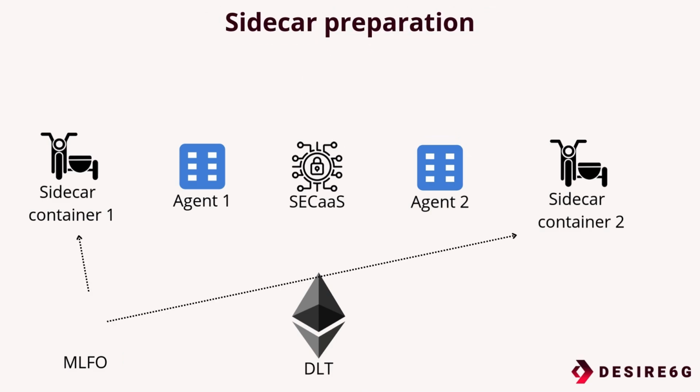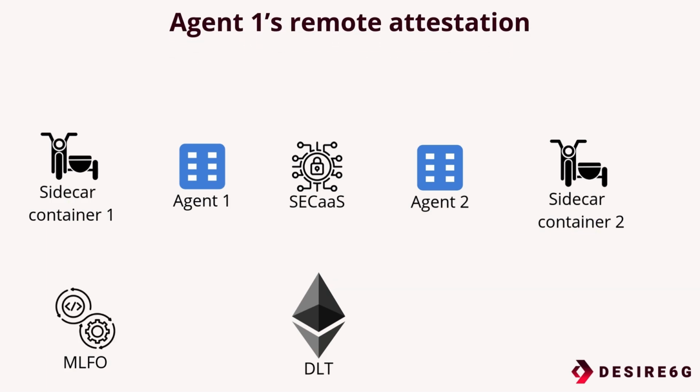The final step before starting the attestation of the agents is to link each sidecar with its corresponding agent by providing the metadata file, which includes the generated ID. After this, all agents are ready to be attested before they can start. Let's begin the attestation with Agent 1.